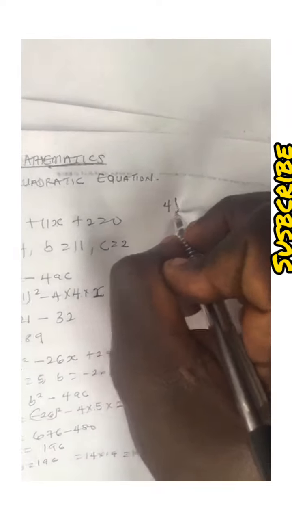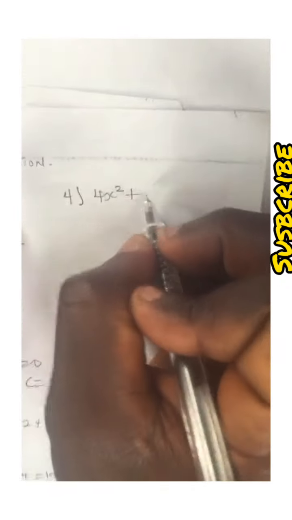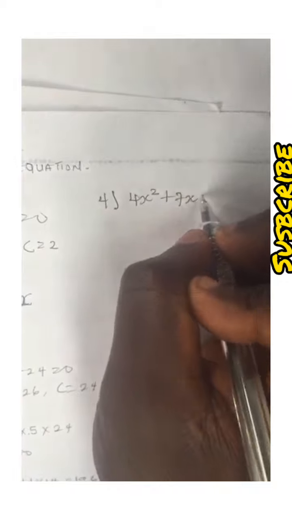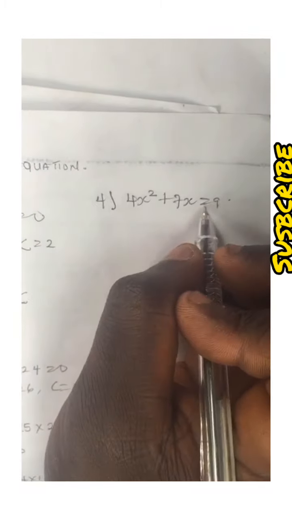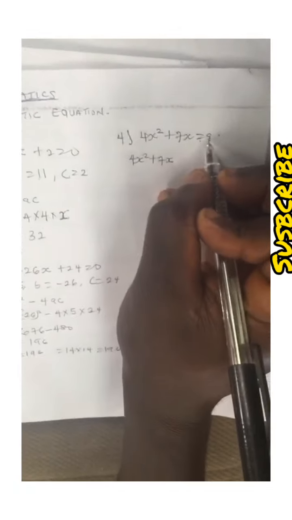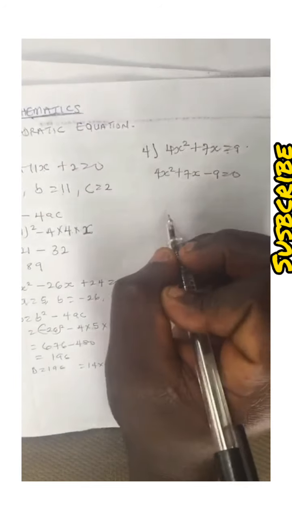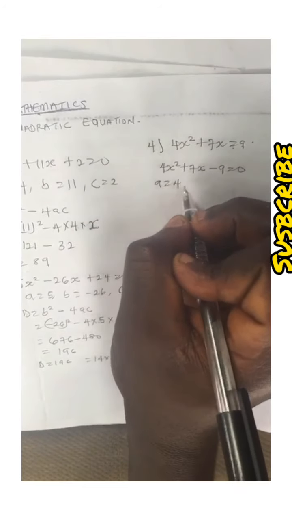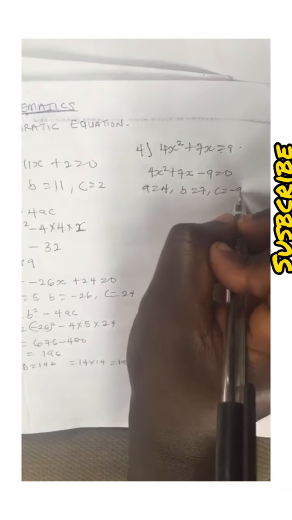Now, let's take the last example. Example 4. We have 4x squared plus 7x is equal to 9. Now, we have to rearrange this. That will be 4x squared plus 7x. This is plus 9. When it's crossed, it changes to minus 9. Minus 9 is equal to 0. Now, A is equal to 4. B is equal to 7. And C is equal to minus 9.